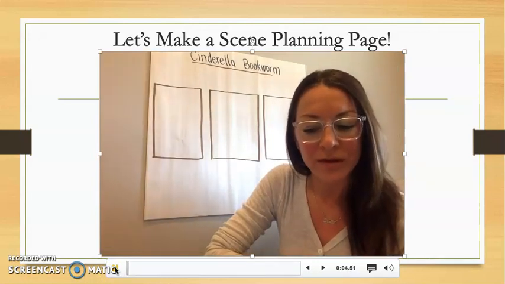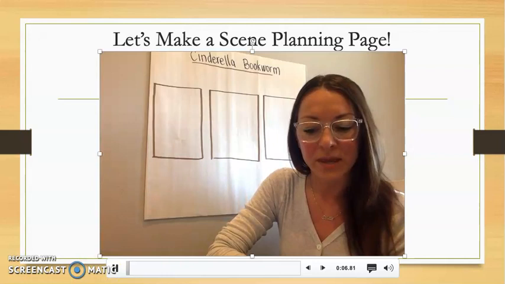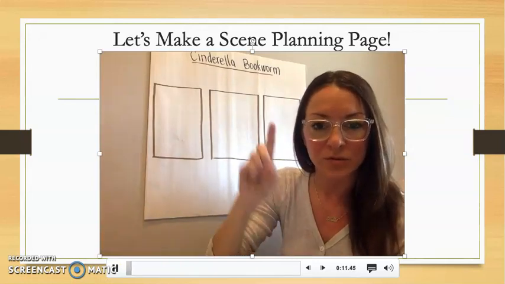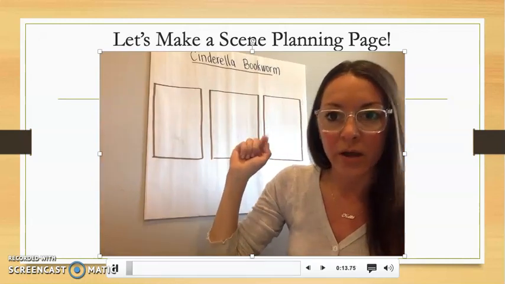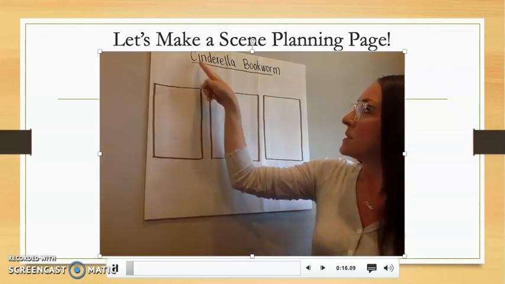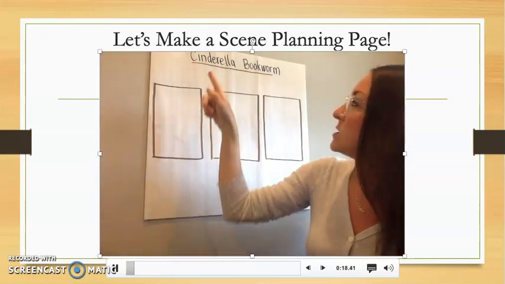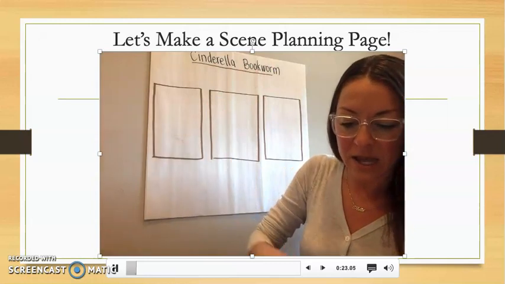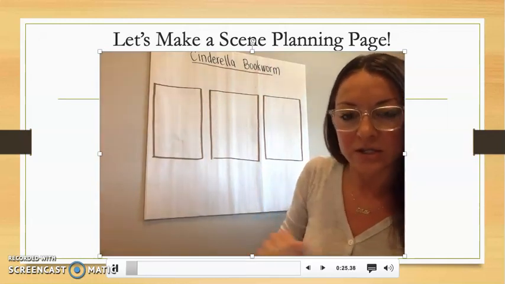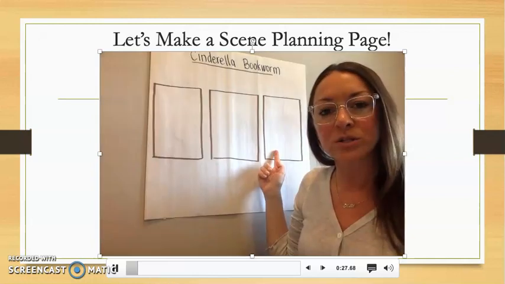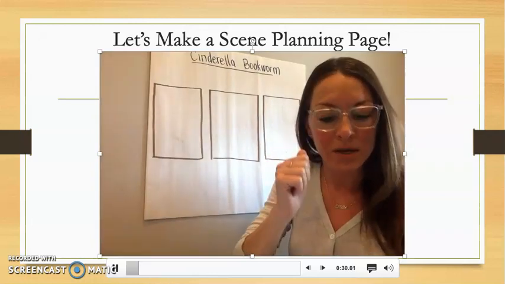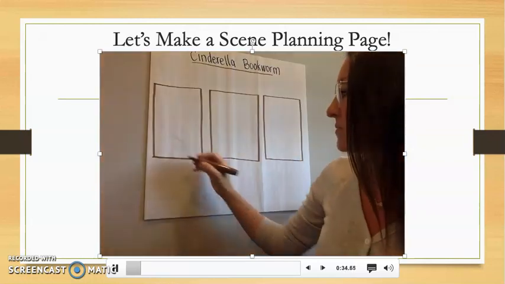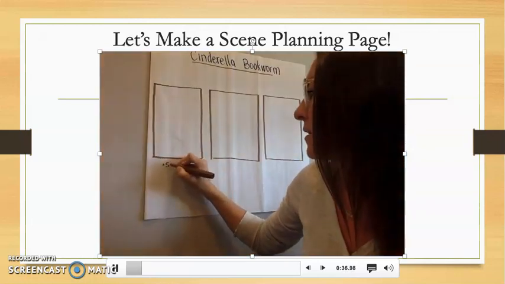So for our fairy tale adaptation, we're going to make a planning page today with 3 scenes, 3 small moments. So I already went ahead and wrote our title on the top, one that the teachers are doing, which is Cinderella Bookworm. Now, what I'm going to do is write a planning strategy at the bottom of each picture just to help guide where I want my pictures to go. So what I'm going to make sure that I have in the first box is my setting.